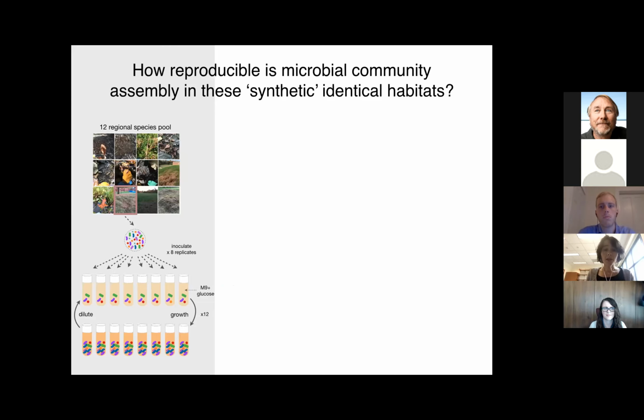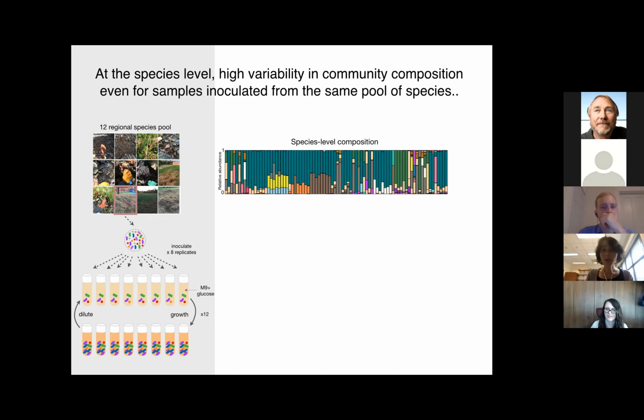So the first question we asked was: how reproducible is microbial community assembly in these synthetic, identical habitats? What I'll show you now is the result of an experiment that was started with 12 different species pools collected in different locations, in New Haven and West Haven. Each was inoculated into fresh minimal media with glucose as the single carbon source, in 8 replicates each. Then we passaged these to fresh media every 48 hours for 12 transfers. Shown here is the species-level taxonomic composition after 12 transfers, for the 12 inocula times 8 replicates, so 96 communities in total.